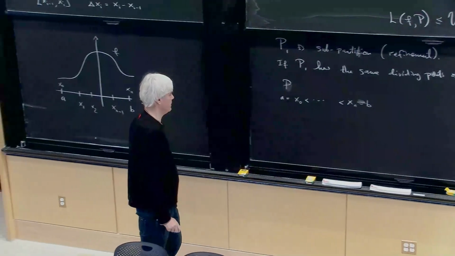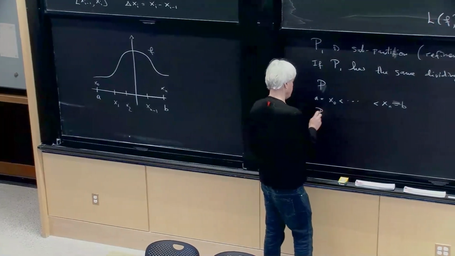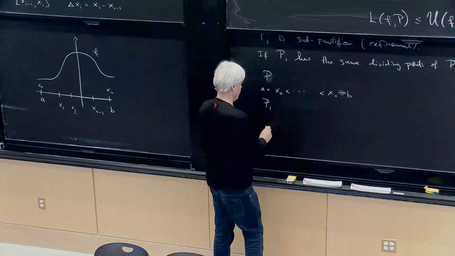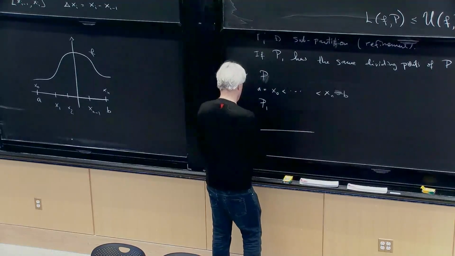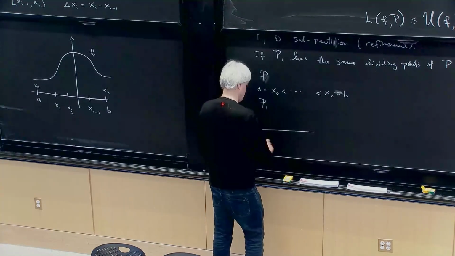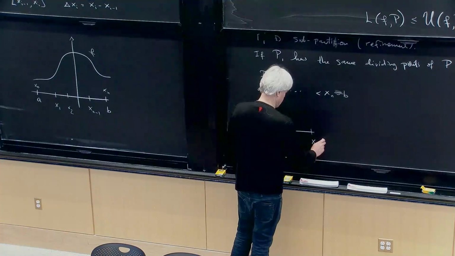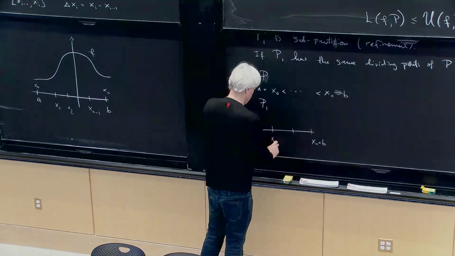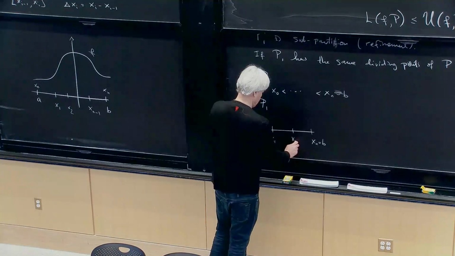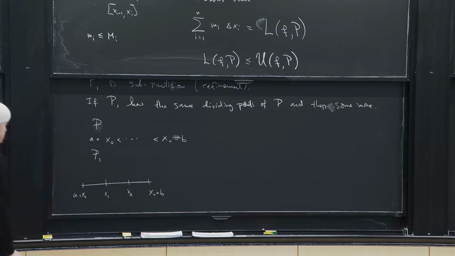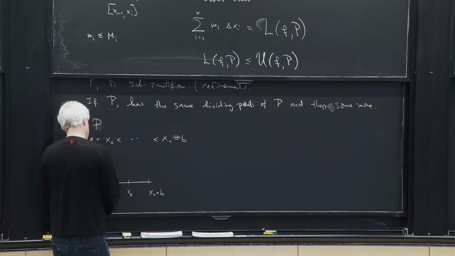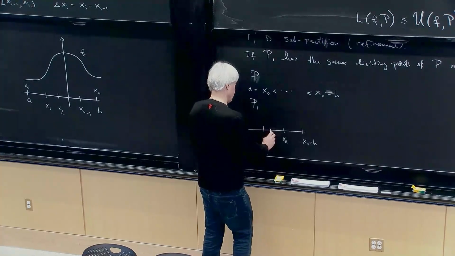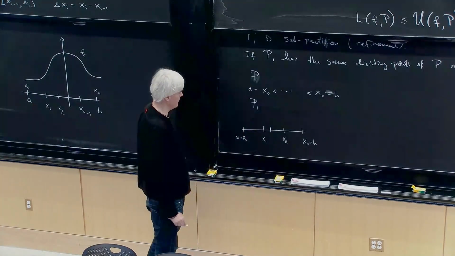And let's say that P1 here, let me illustrate it as if P1 has one additional point. So here you have x0, which is a. Here you have xn, which is b. And then you have two others, say this is x1 maybe, and this here is xk. Then you have a bunch of others. This is the partition P. And then P1, let's say, has one more dividing point. It could have many more dividing points.